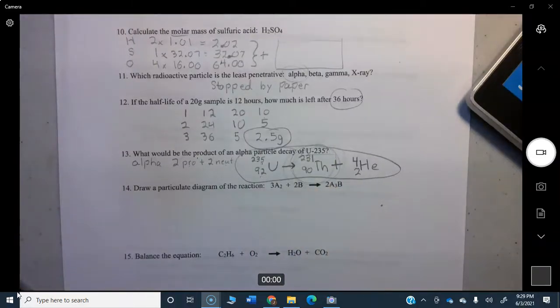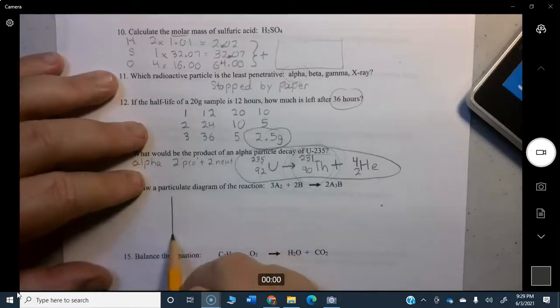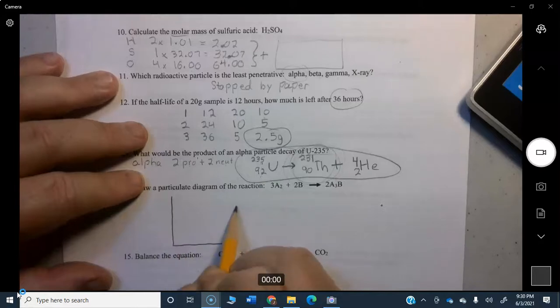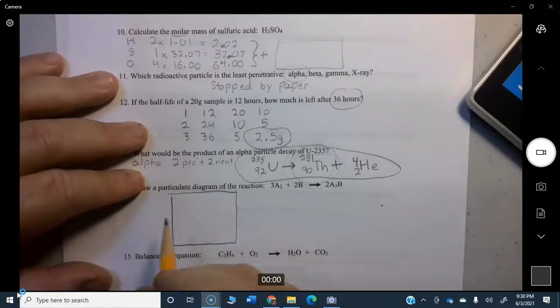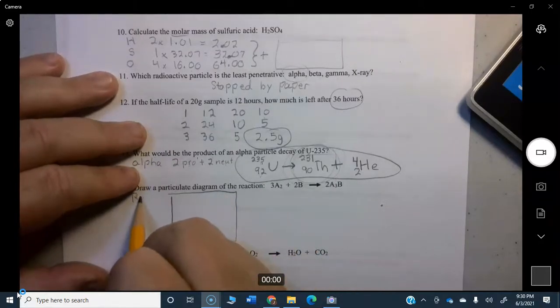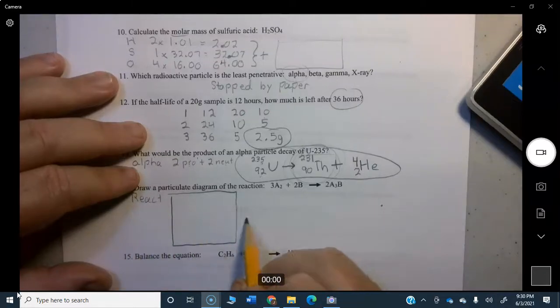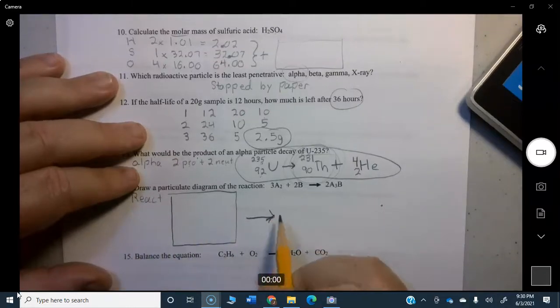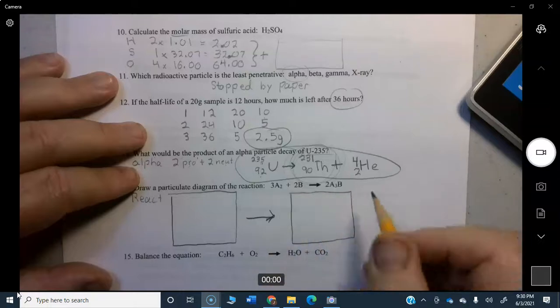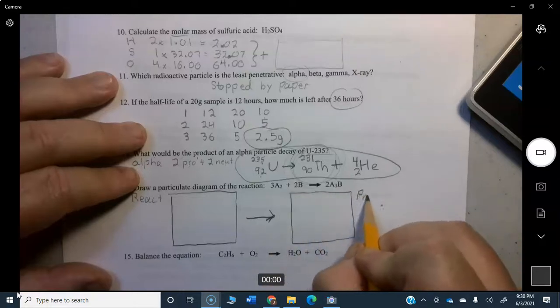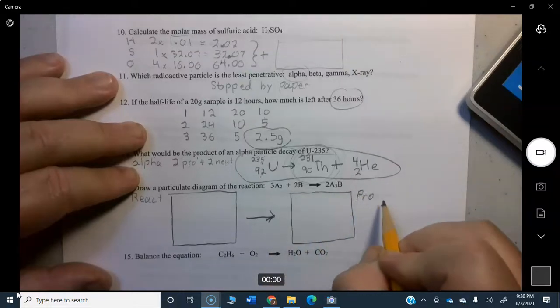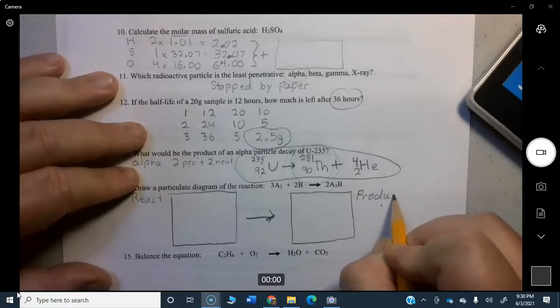Okay, draw a particulate diagram of the reaction. We talked about these, but I really didn't have you practice these. So just watch how you do it. It's not hard. So I'm going to draw a box. So this is reactants over here. And then they're going to lead to, over here on the right, to products. And it's just a picture of the chemical reaction. It's kind of what you did when you did the box method for balancing an equation. Okay, it kind of is like that.